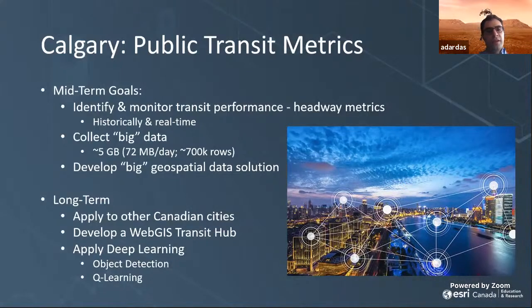In my context, what I'm doing for Calgary is looking at public transit metrics. Actually, let me take a step back. So why Calgary? One is that Calgary's population is 1.3 million. It's the fourth largest city in Canada. By 2050, it's projected to be 2.5 million. And so that's going to nearly double within less than 30 years.